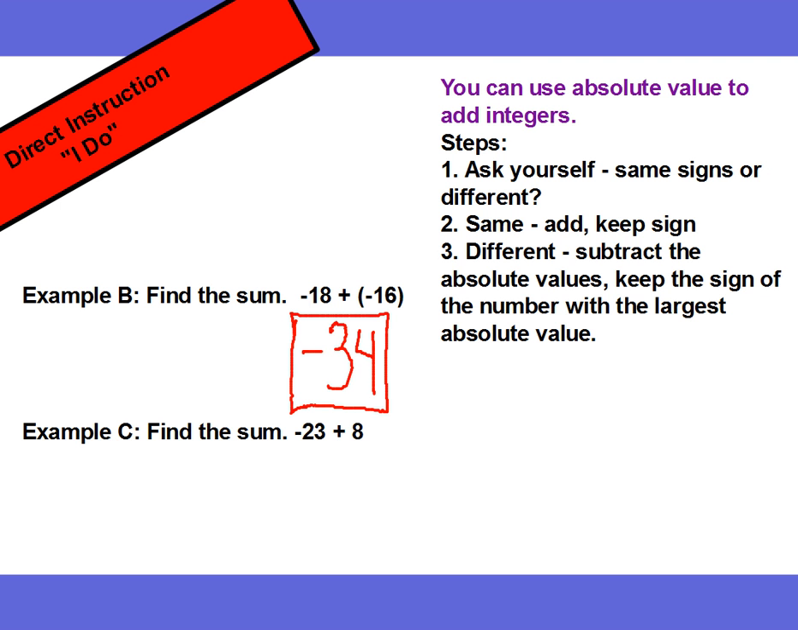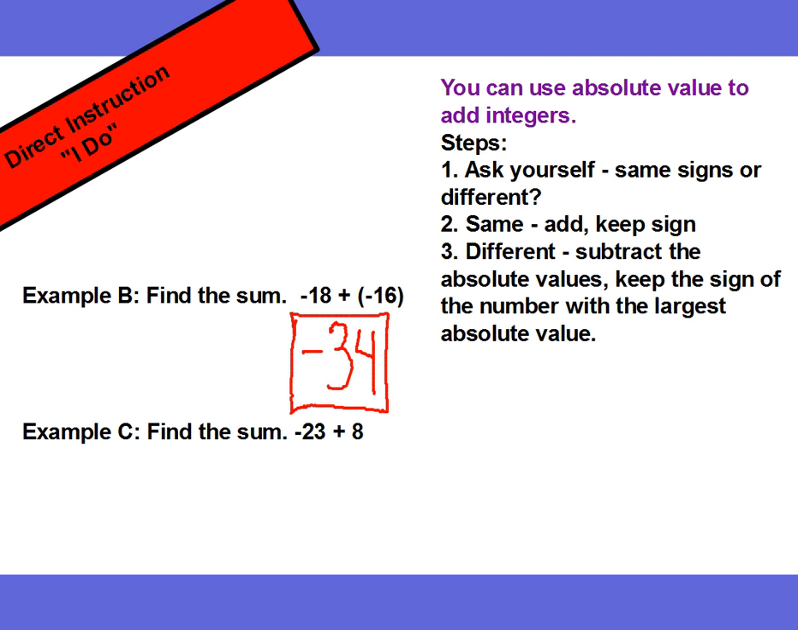And in my head, I have to think about this as a subtraction problem. Now, here's where it gets sticky. We're not really subtracting the numbers themselves, we're subtracting the absolute values, the distances from 0, because we're kind of dealing with positive numbers. So we're going to subtract them and keep the sign of the number that's furthest from 0. So in this problem, example C, I have 23 minus 8 is how I have to think about this in my head, and that's 15.